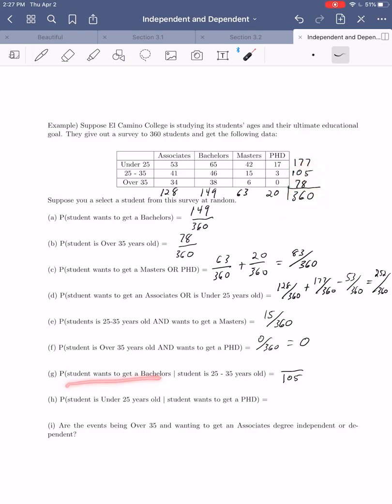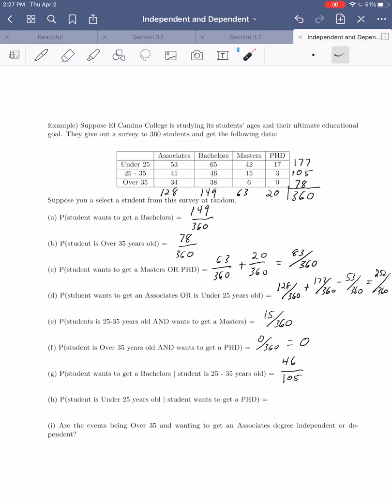How many of those people wanted to get a bachelor's? Well, in that 25 to 35, that's that row right there. Bachelor's would be right there. So it would be that 46 out of 105. So the probability that the student would want to get a bachelor's, if we know they are 25 to 35 years old, would be 46 out of 105.